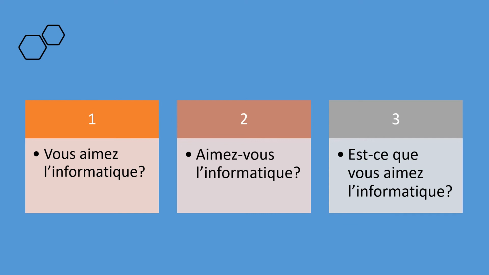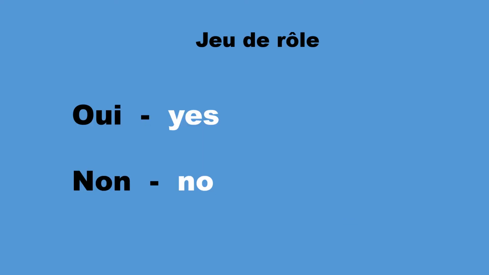Now, let's move to the role play. Passons au jeu de rôle. So let's move to the jeu de rôle. But before that, I just would like to introduce the word no, which is non. We know already oui, but I'm not sure that you know how to say no. So oui is yes and non is no. Je répète, oui, non.